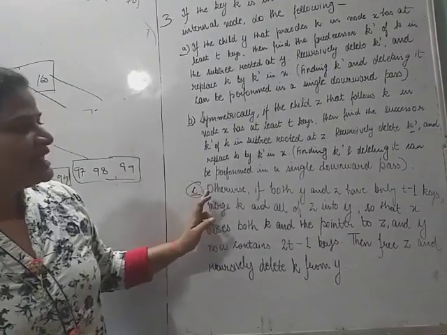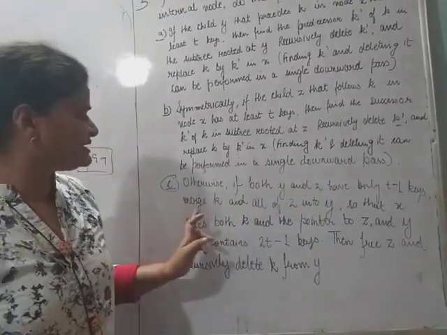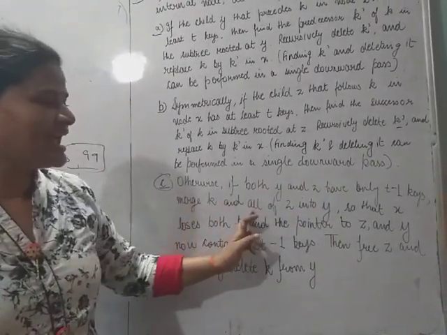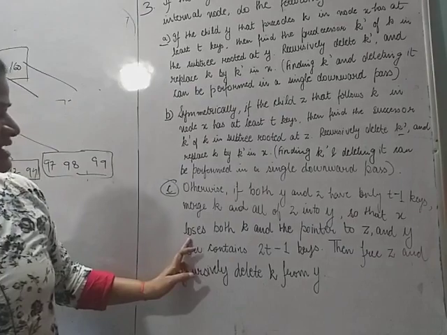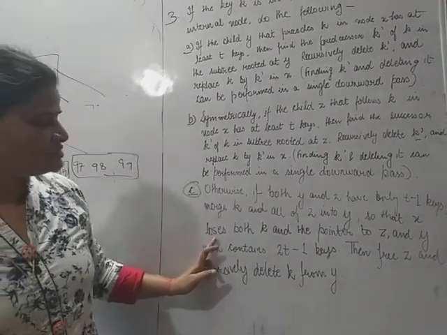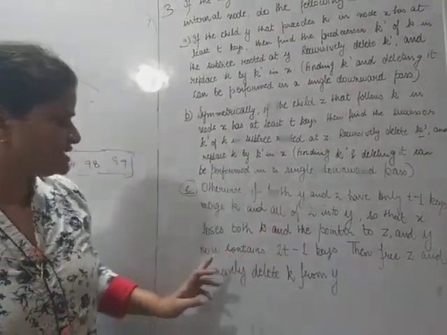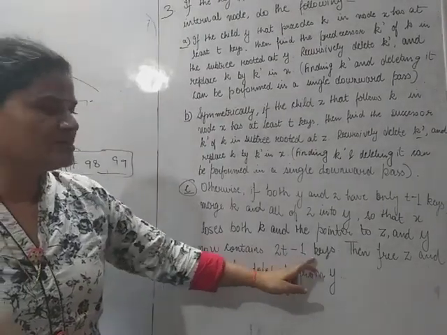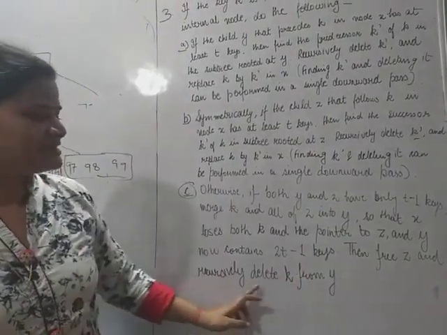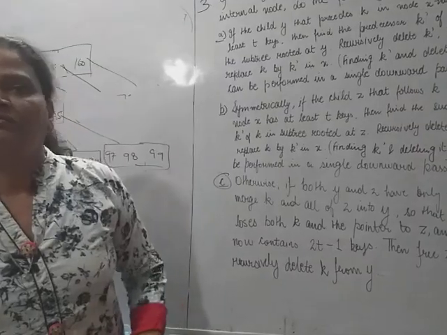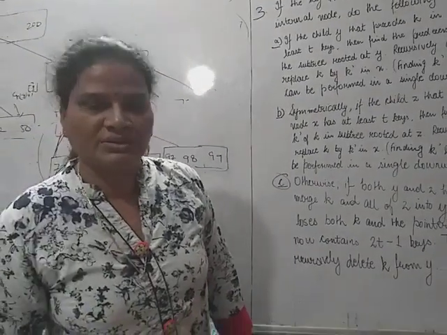Now the third case: if both y and z have only t minus 1 keys, merge k and all of z into y, so that x loses both k and the pointer to z, and y now becomes 2t minus 1 keys. Then free z and recursively delete k from y. Okay, so this is all about the deletion.